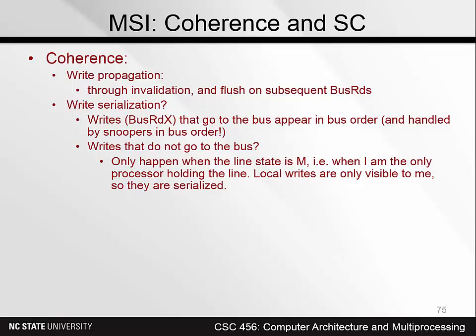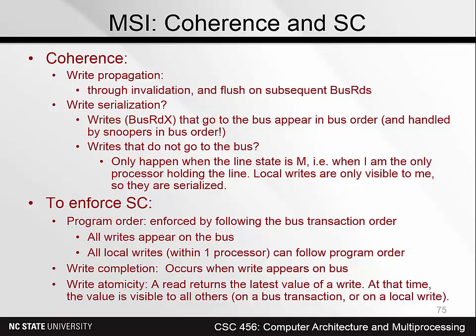Sure, there are some writes to cache lines that are already in state M that don't go onto the bus, but in this case no other processor is using those words, and before any other processor uses them, there will be a bus transaction. For sequential consistency, all writes to all locations are serialized on the bus whenever they need to be visible to more than one processor. As soon as a write has gone across the bus, we know it's visible to all processors. Any read will then return the latest value written.